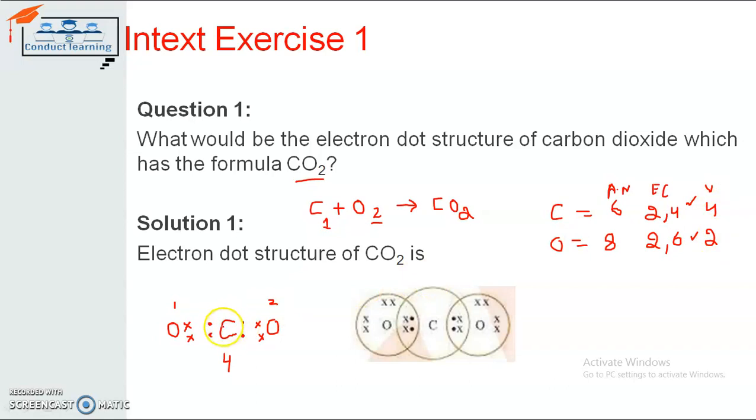This carbon atom will share its 4 electrons, 1, 2, 3, 4, represented by dots, and the oxygen electrons are represented by crosses. This oxygen atom has 2 valency, this carbon atom has 4 valency, and the second oxygen atom also has 2 valency. Accordingly, carbon will share 2 electrons with one oxygen and 2 electrons with the second oxygen atom. This is the easiest way to draw its electron dot structure, and in that way they form covalent bonds.